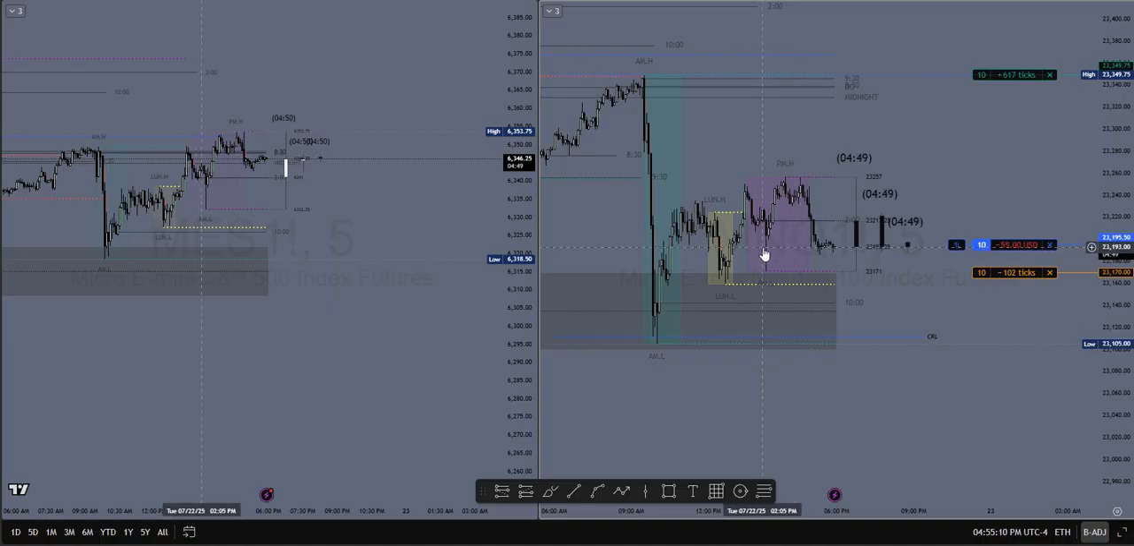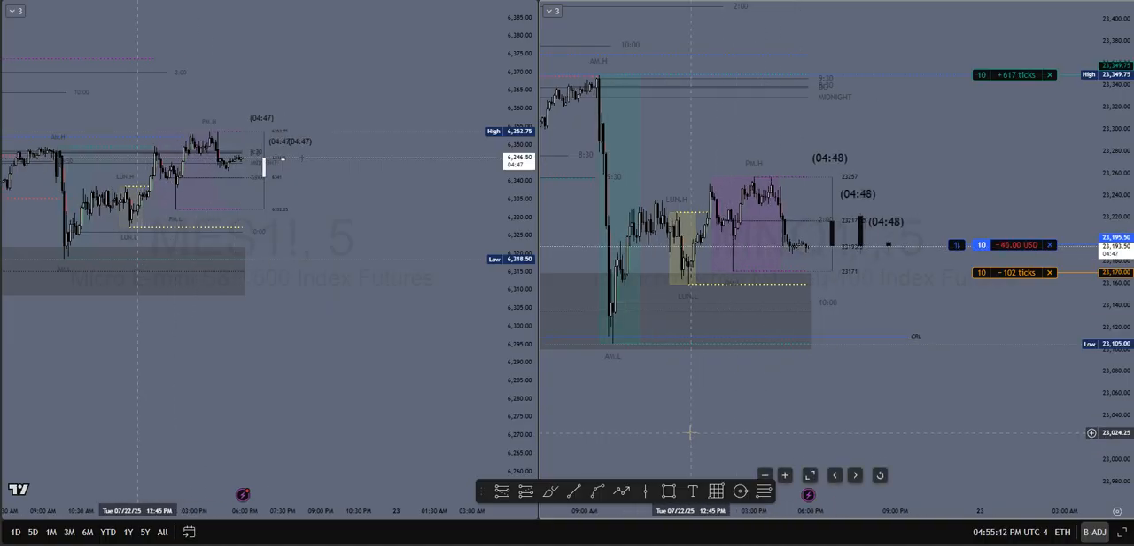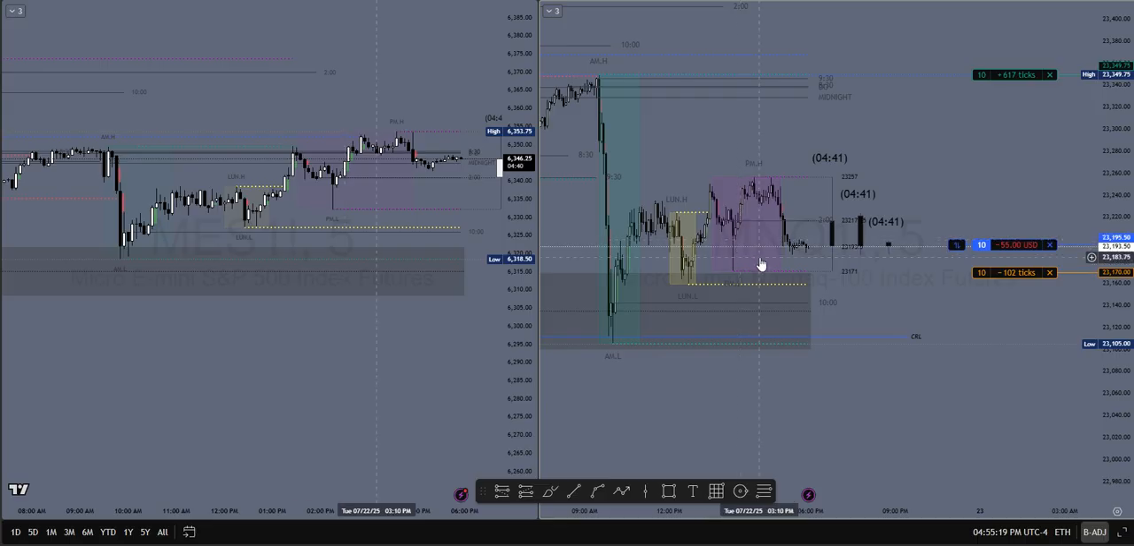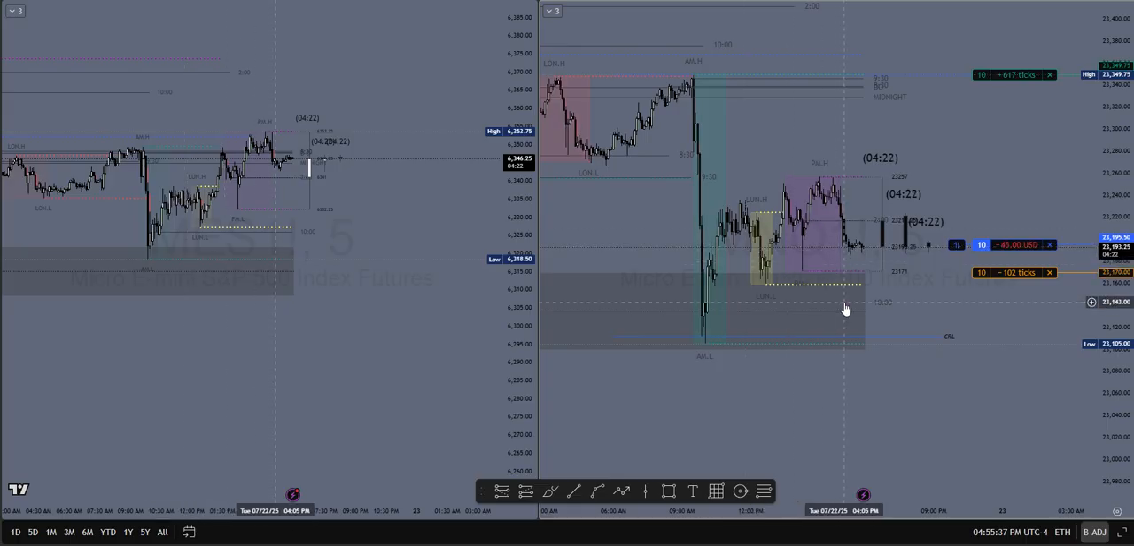Using a rejection block. Rejection blocks I consider as a PD array. On all time frames, we still have this PD array still here, so I'd like to see this rejection block, simply just a high time frame wick, used as a PD array, use the CE point. Yeah. So I'm just gonna leave this here because this is just curiosity off of one of the models I used.